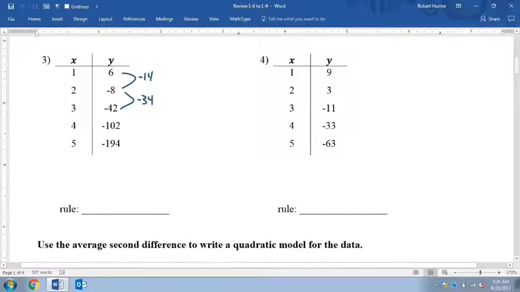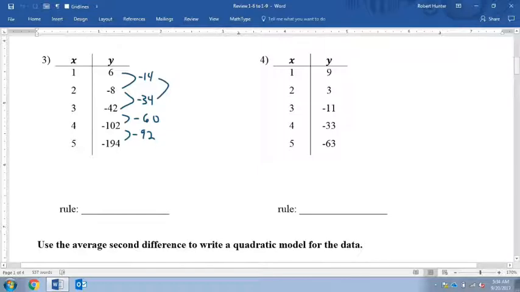Is that right? Yep. Negative 102 minus negative 42, and I don't feel like making a mistake this early in the morning. Oh, come on. Negative 102 minus negative 42 equals negative 60. Negative 194 minus negative 102 is negative 92. Okay, so it's not linear.